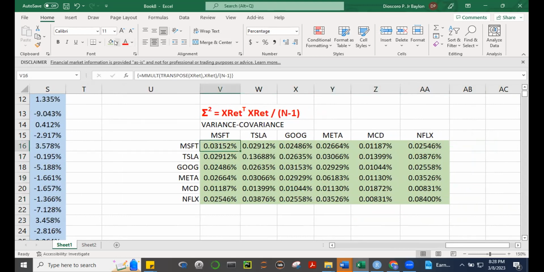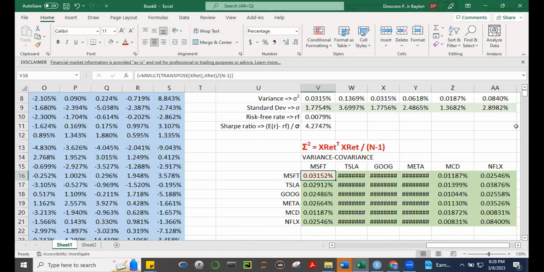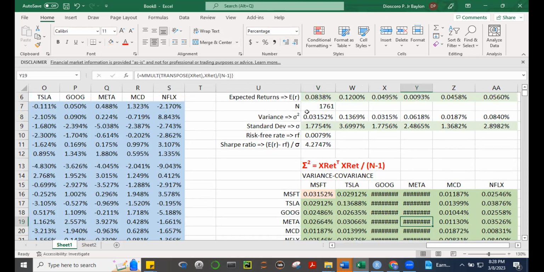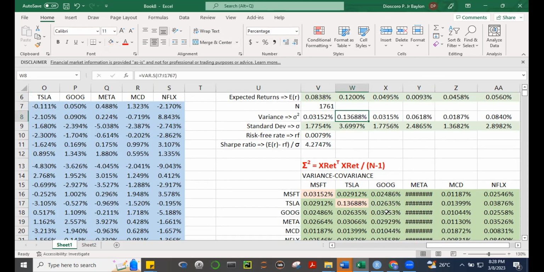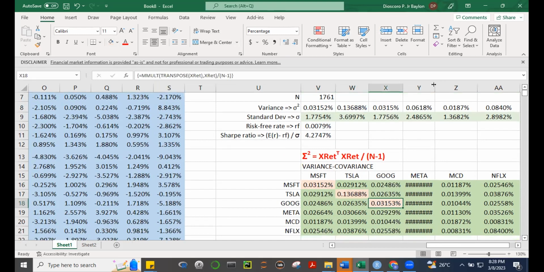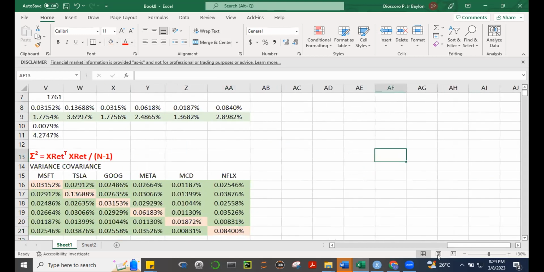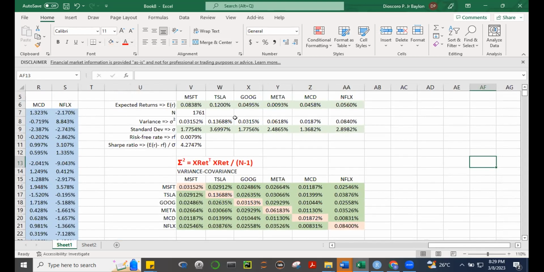And a good way to check this is, what's the variance of Microsoft? Diba? Ito, no? 315. 315. Yan, 315 to 315. Right? So we are able to validate that indeed this is the variance of Microsoft. How about this one? 13688, naka-round off lang. Okay? 13688. All right? So we can validate that 0315. Ayan, variance yan. So yung mga variance, we were able to show that. Yeah, correct. 6183. Ayan. All right? McDonald's is 187. Okay? So that's one way to validate our variance.